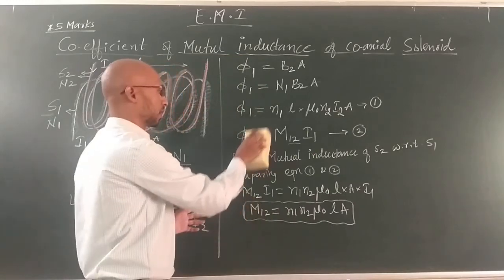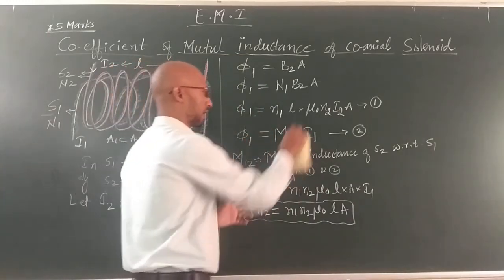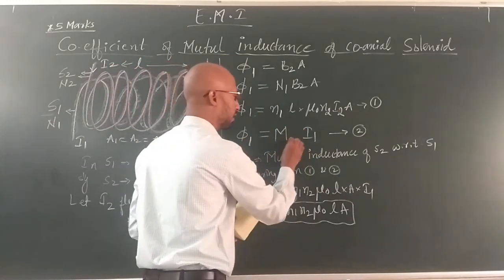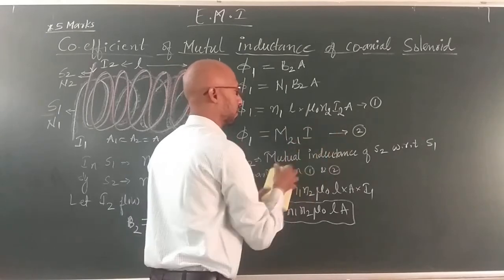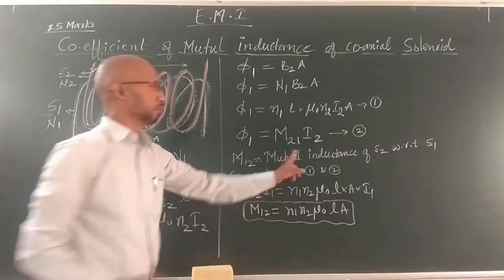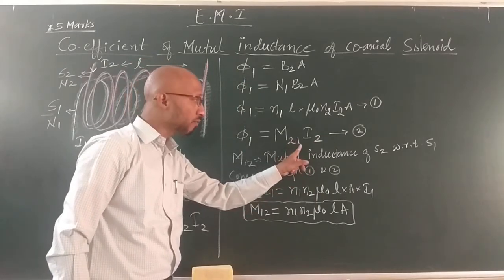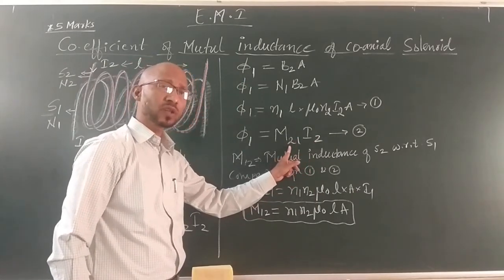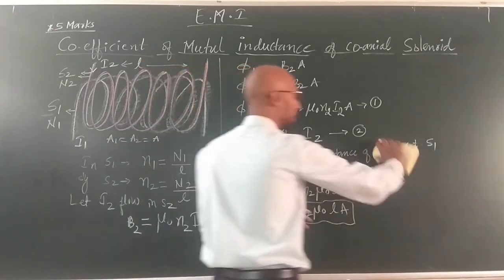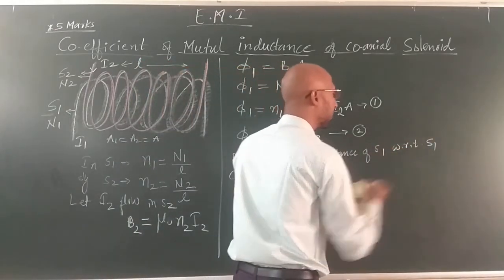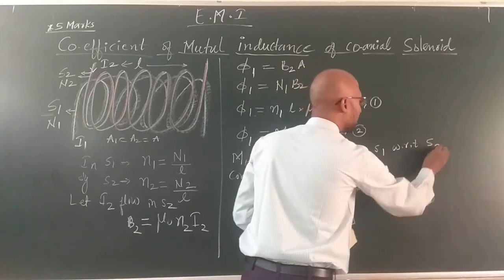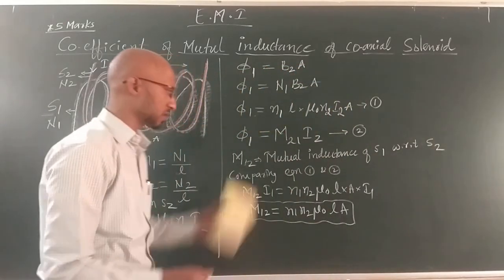Now what will happen here? Phi 1, and here it will change. It is with reverse. What is the reverse here? Mutual inductance of solenoid 1 with respect to solenoid 2. It means mutual inductance of solenoid 1 with respect to solenoid 2. Just change the subscripts. Every equation is the same.